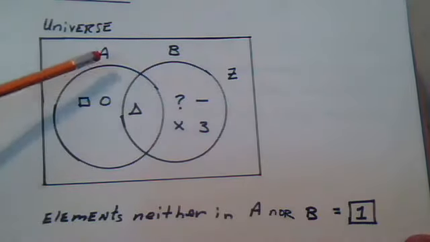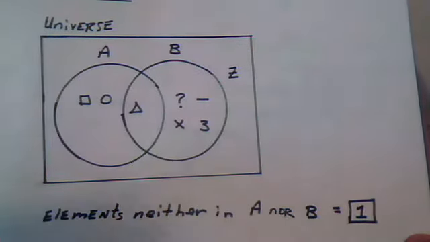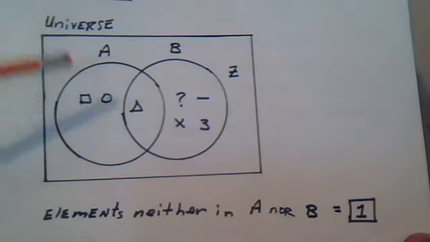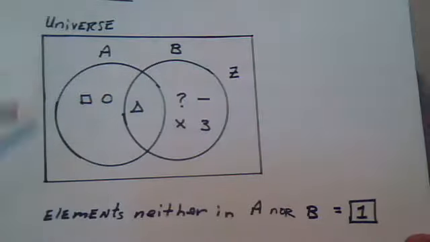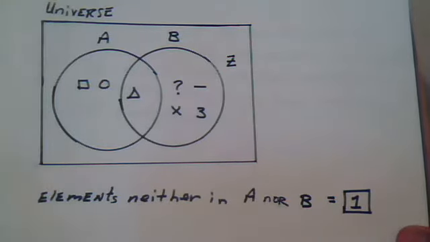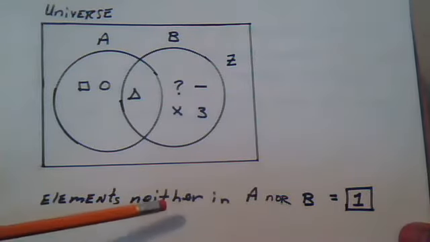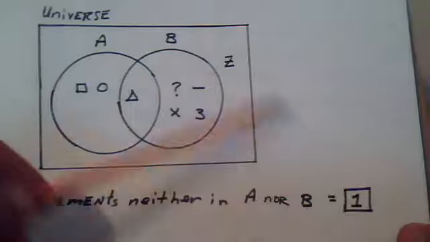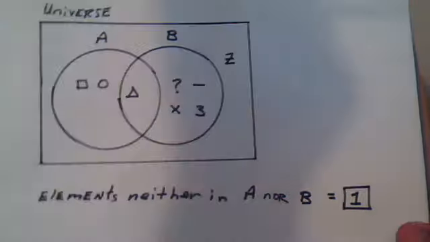The universe includes all the members in that given problem. So we have this one, this one, this one. All of these are in this universe. Every problem has its universe. The highlight is that this one is an element that's neither in A nor B. It's outside. So this is neither in A nor B.